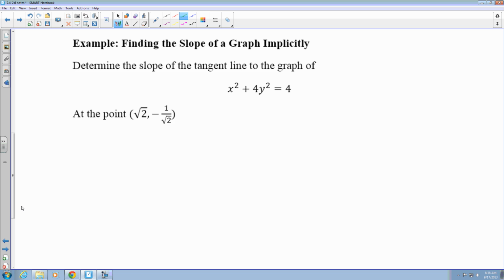Determine the slope of a tangent line to the graph of x squared plus 4y squared equals 4 at the point square root of 2, negative 1 over square root of 2. So the first thing we need to do is take the derivative, and we are going to have to take the term in terms of x. So every time we take the derivative of a y term, we have to do dy dx next to it. So 2x plus 8y dy dx equals 0.